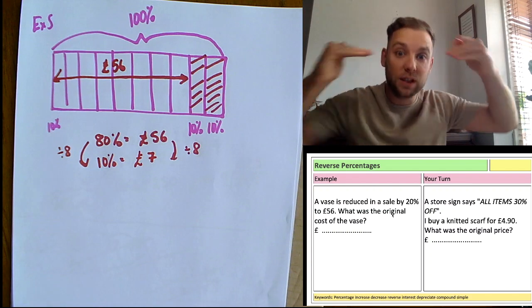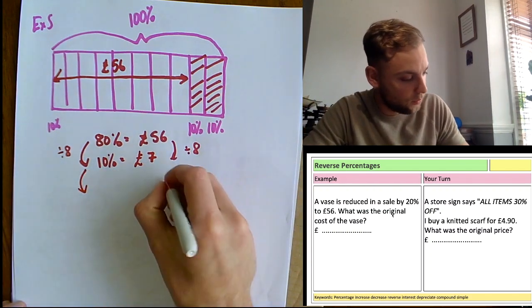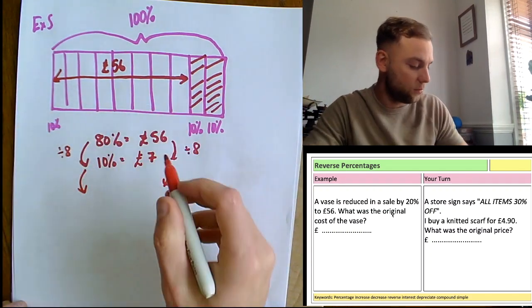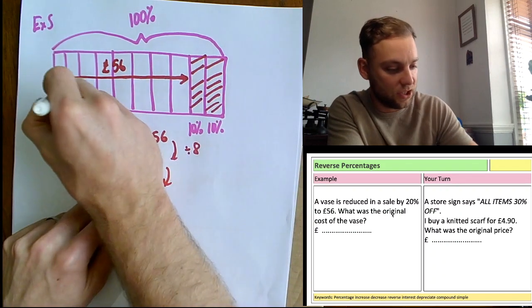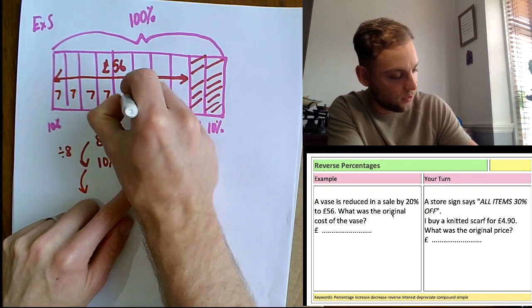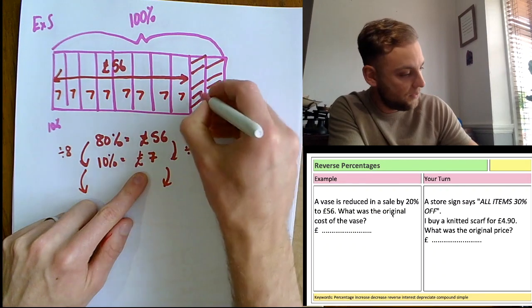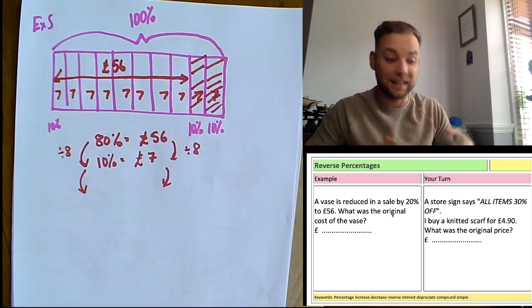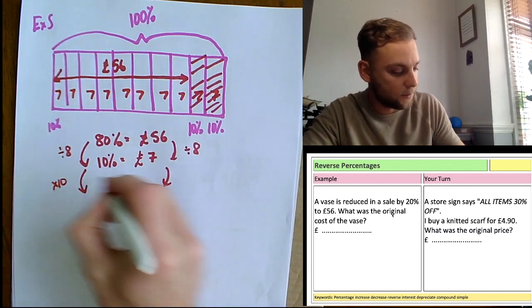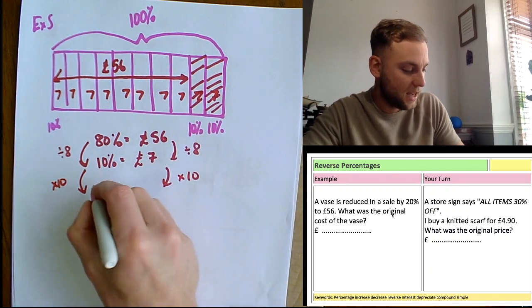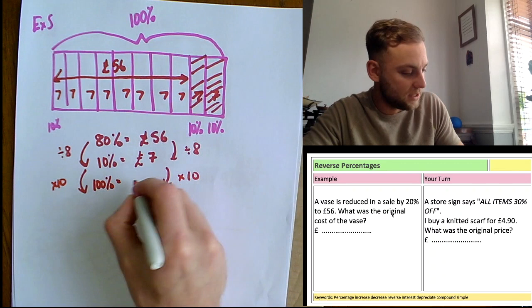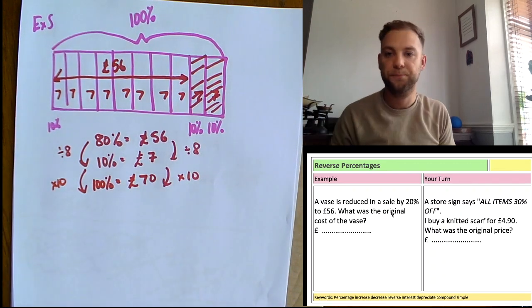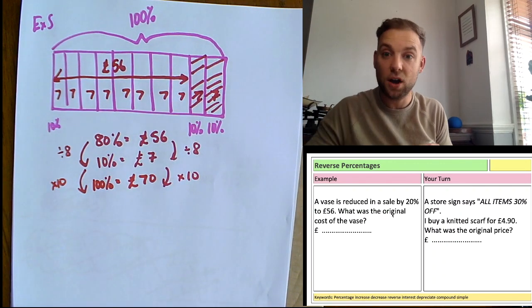And then to go back to the original amount, well, if I know now that 10% is equal to 7, so each of these are worth 7, aren't they? Even these ones here that we've crossed out. So to find out all of them, so 10 of them, I need to times that by 10. So times by 10, times by 10, I end up with 100%, which is equal to £70. Brilliant. Okay, so these are reverse percentages.